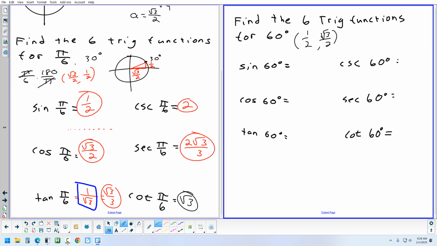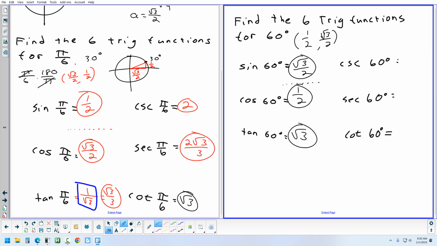Let's go through our values. What's going to be the sine of 60 degrees? Yep. It's going to be root 3 over 2. How about the cosine of 60 degrees? That's going to be 1/2. And the tangent, just imagine putting a division line right there. What do you get when you divide the y by the x? Yeah, the 2's cancel, and all you're left with is a root 3.